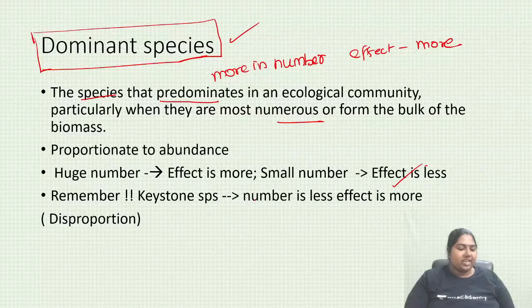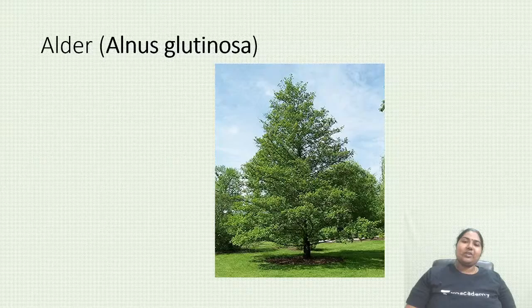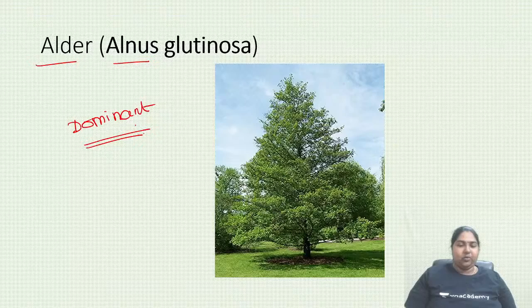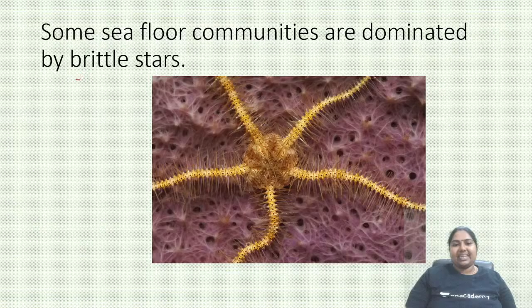Right. So in Western countries, this Alnus, the alder, is a dominant one. Everywhere you can find it, so it is called the dominant one. And if you see the seafloor, these brittle stars are going to be more in number. They are dominant.